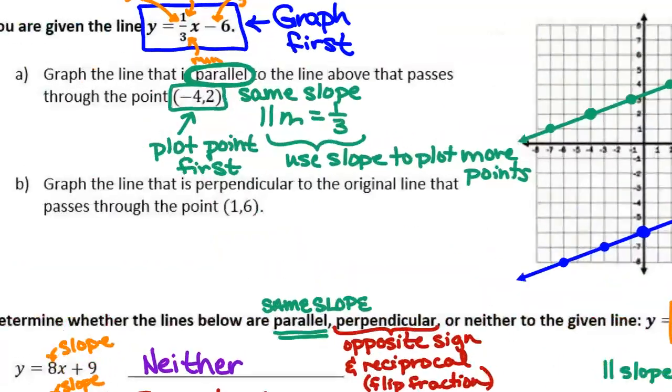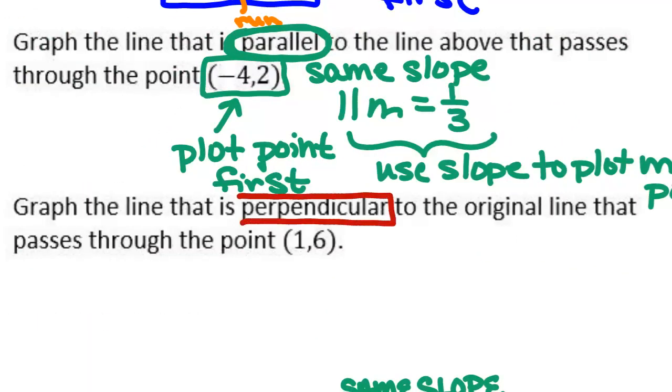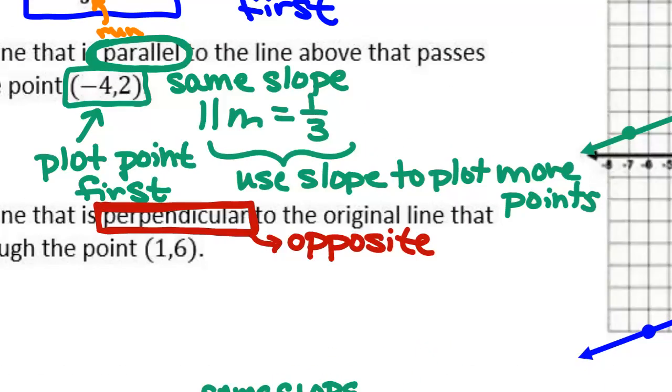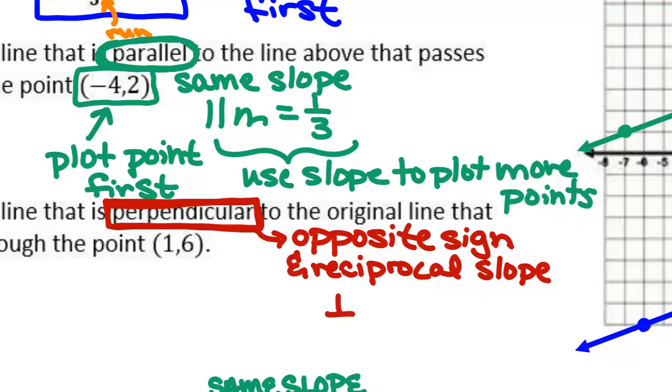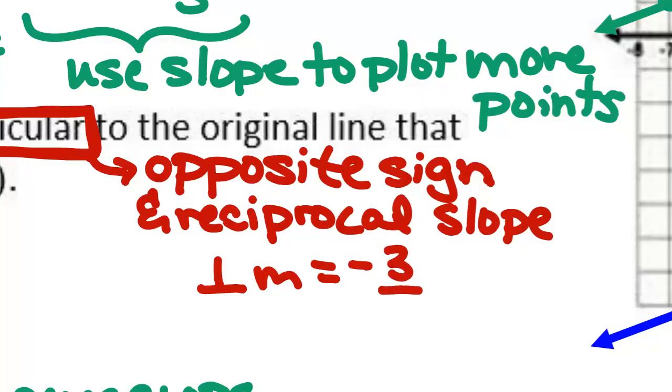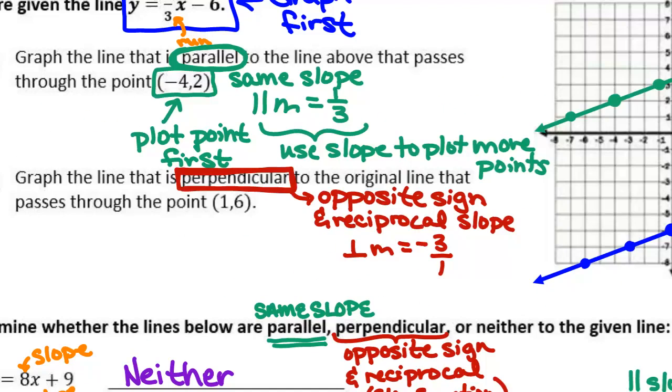Part B, I want to kind of do the same thing, except I want a perpendicular line. What do we know about perpendicular? Opposite sign and reciprocal. So what happens when I take 1/3 and I give it the opposite sign and make it the reciprocal? -3/1 would be my perpendicular slope.